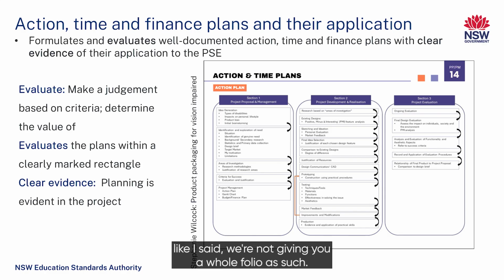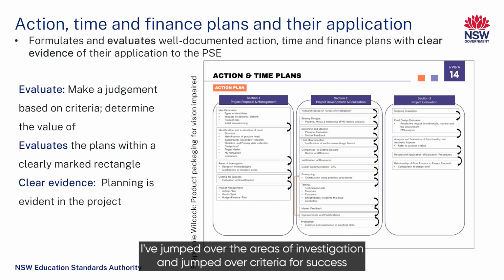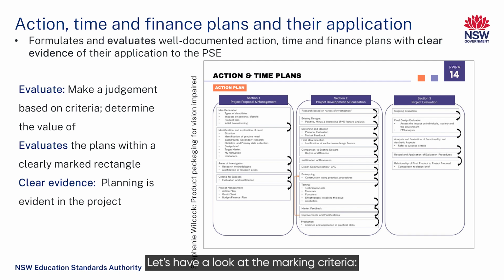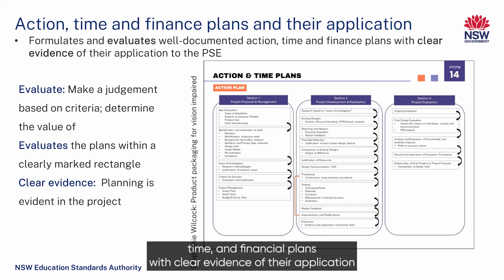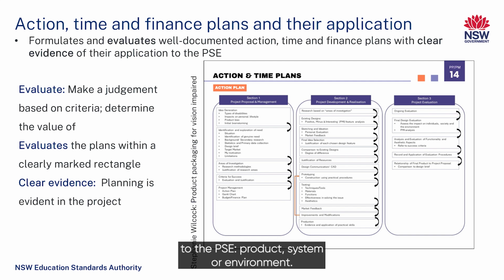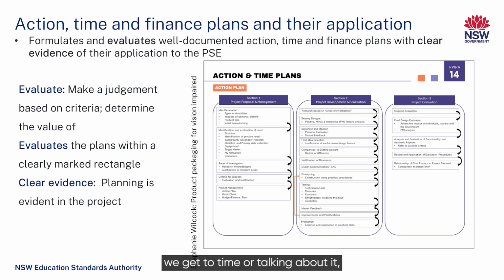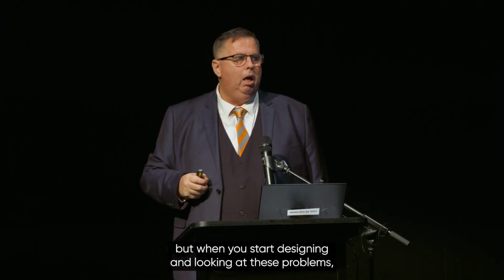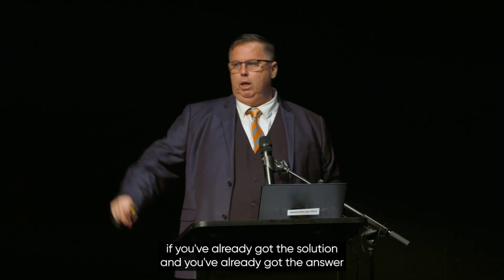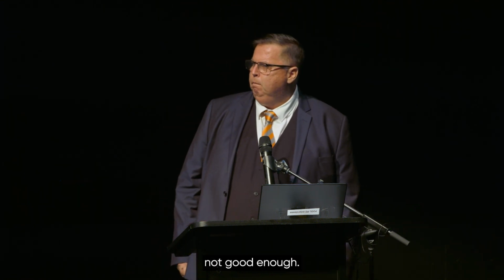So I've now just jumped, like I said, we're not giving you a whole folio as such, I've jumped over the areas of investigation, jumped over criteria for success, and landed on this action planning. Let's have a look at the marking criteria. Formulates and evaluates well-documented action, time and finance plans with clear evidence of their application to the PSE, product, system or environment. You can see here, even before we get to time or talking about it, Stephanie's thinking, what do I need to do? How do I actually go about this? Like, I don't know about you guys, but when you start designing and looking at these problems, if you've already got the solution and you've already got the answer and you know exactly what you're doing, not good enough.